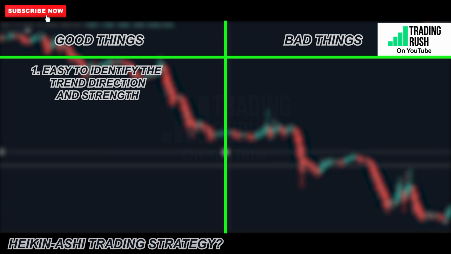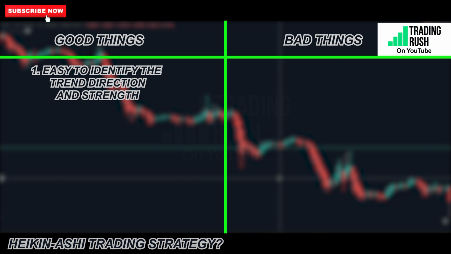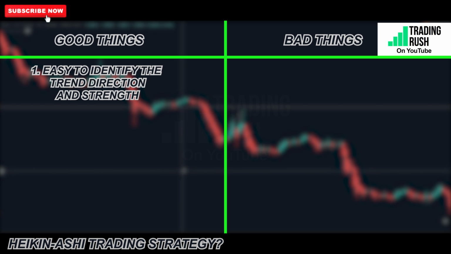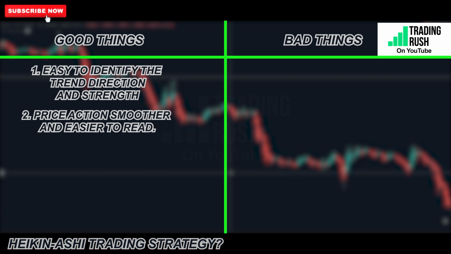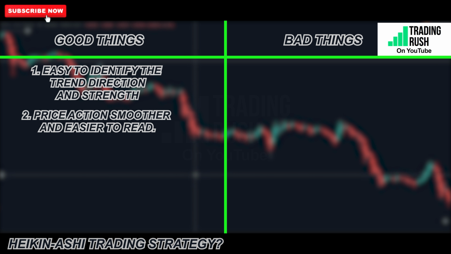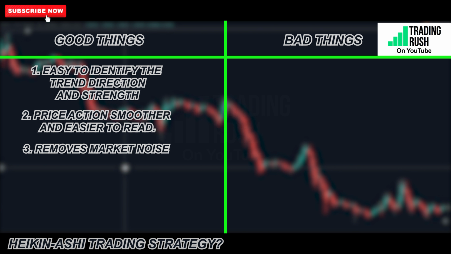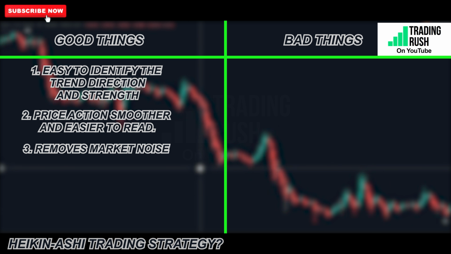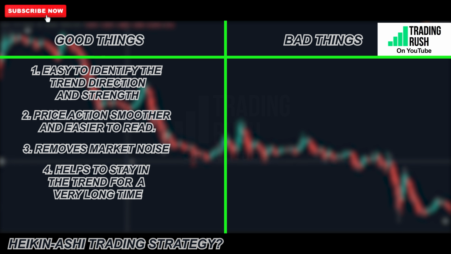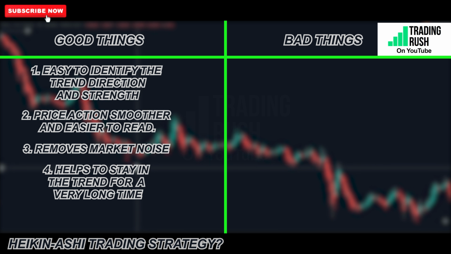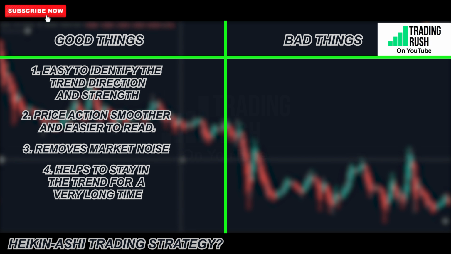Number 1. With Heikin Ashi candles, anyone can easily identify the trend direction. Furthermore, Heikin Ashi also shows the strength of the trend with the size of the candles. Number 2. Heikin Ashi candles averages price data, making price action smoother and easier to read. Number 3. Heikin Ashi is very good for new traders as it removes market noise from the chart. Number 4. If you enter a trade, you can stay in it for a very long time if the Heikin Ashi is not indicating any weakness in the trend momentum.